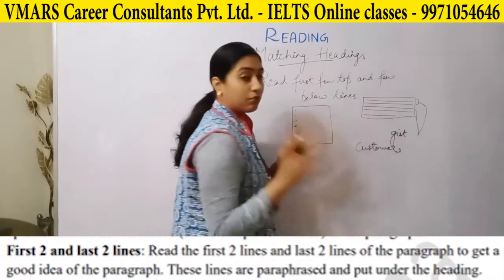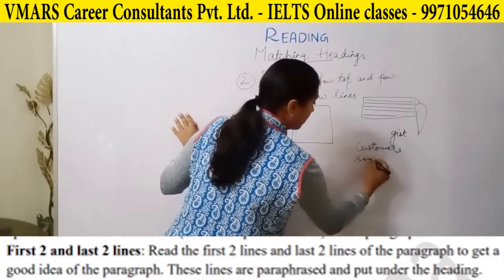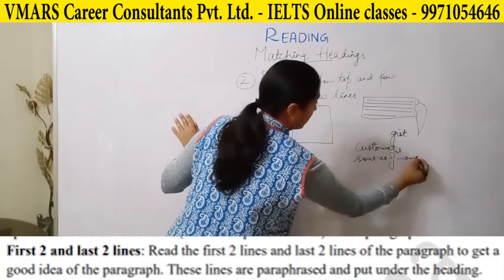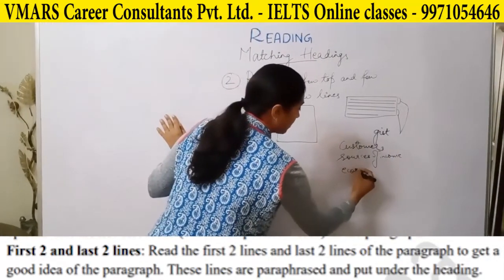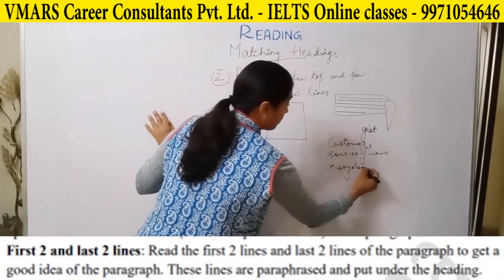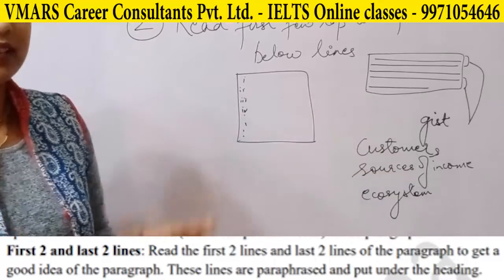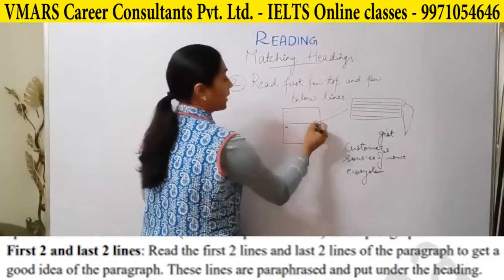I'm just taking random examples. Is it talking about sources of income? Maybe it is talking about some ecosystem. You need to question yourself what these first two and last two lines are talking about, and then come to the related matching heading.